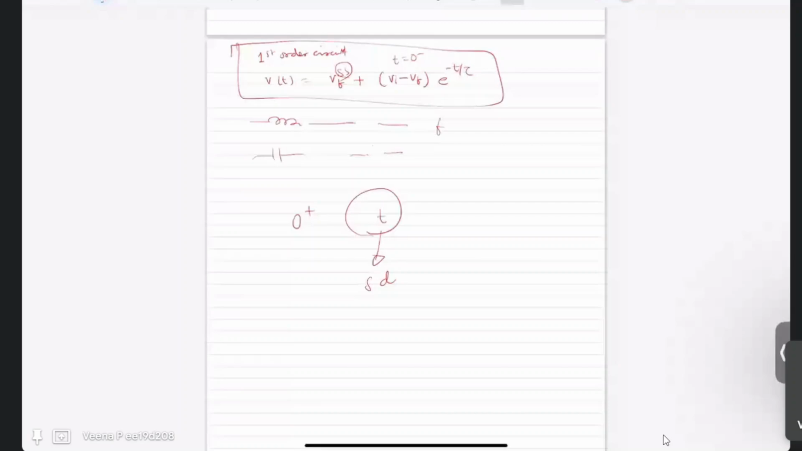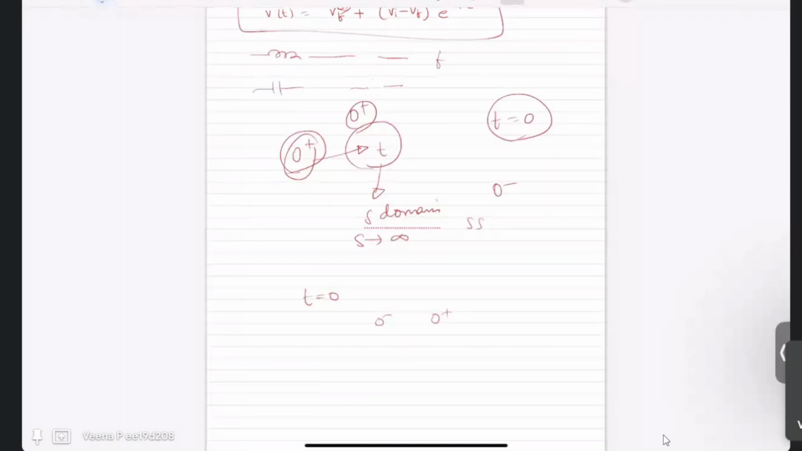Ma'am, now t not equal to 0 plus? Any time t not 0. 0 plus is an instant of any time t. If they are asking specifically at 0 plus, you don't have to go for any time t. But if you just put t equal to 0, you will not get 0 plus, because 0 plus depends on 0 minus, the previous state. So t equal to 0 differs from t equal to 0 plus. Am I correct? Yes. 0 plus and 0 minus are memory elements. It depends on the previous circuit element.